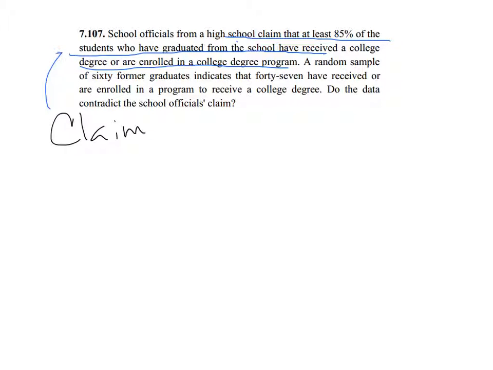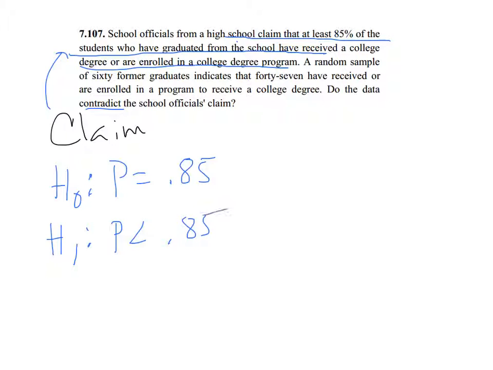Okay, so we've identified that now. So we're gonna try to see if it contradicts it. So now for our two hypotheses, well, the null hypothesis, in this case, I think it'd be best to write the null hypothesis as the school officials claim, that at least 85%. So it could be 85% or more. So to disprove that, we have to show that a sample has a proportion that's less than 0.85. Okay, so that's a left-tailed test.